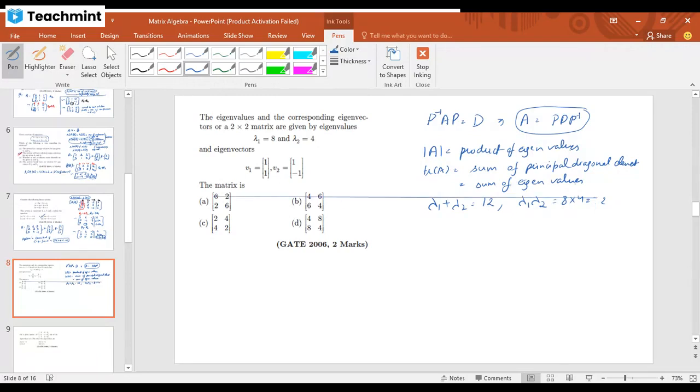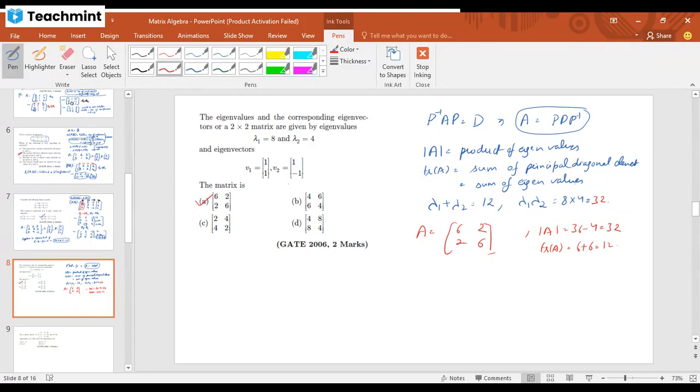In the first option, if we look at the sum of the diagonal elements, 6 plus 6 is 12, and 6 into 6 is 36, minus 4 is 32. So if we consider A as 6, 2, 2, 6, you can see here the determinant of A is 36 minus 4, which is 32. Here it is also 32. And the trace of A, that is the principal diagonal element sum, is 12, which also satisfies this condition. So it means that the correct answer is option E.